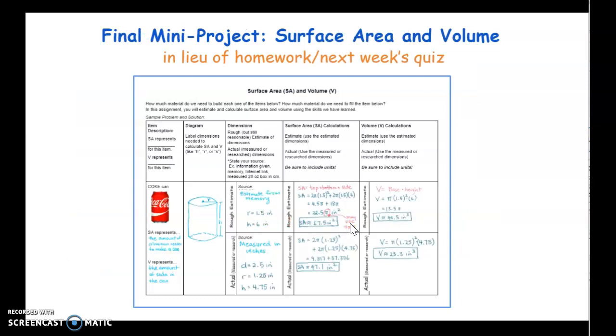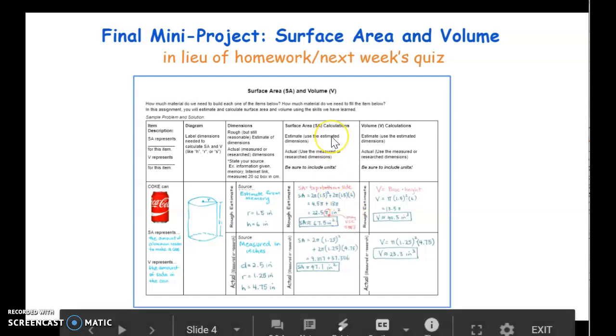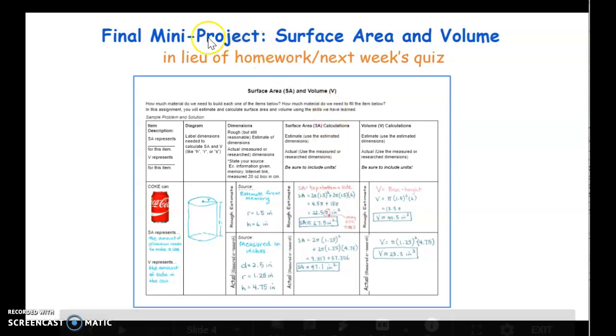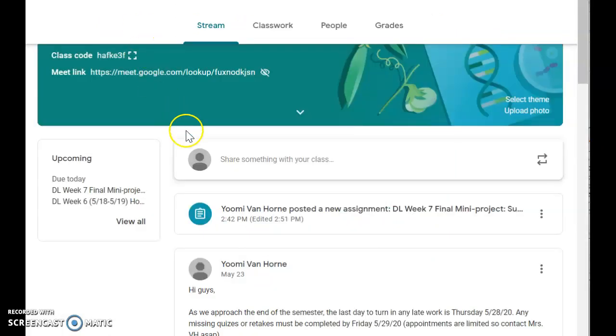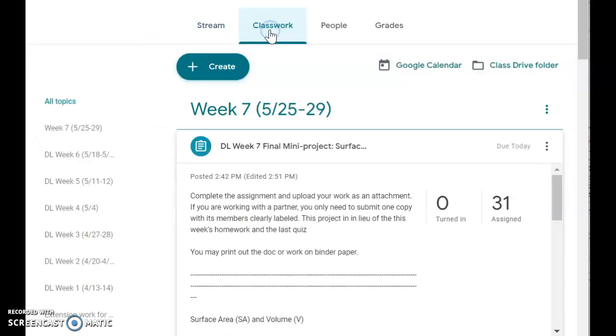Okay, so final mini project, surface area and volume. This is in lieu of this week's homework as well as next week's quiz. That means that this is your homework for this week and you will not have a quiz next week in class. Let me explain this project a little bit more in detail, and to do so I am going to go to my Google Classroom. Under classwork, under week 7, you're going to find the DL week 7 mini project surface area and volume.